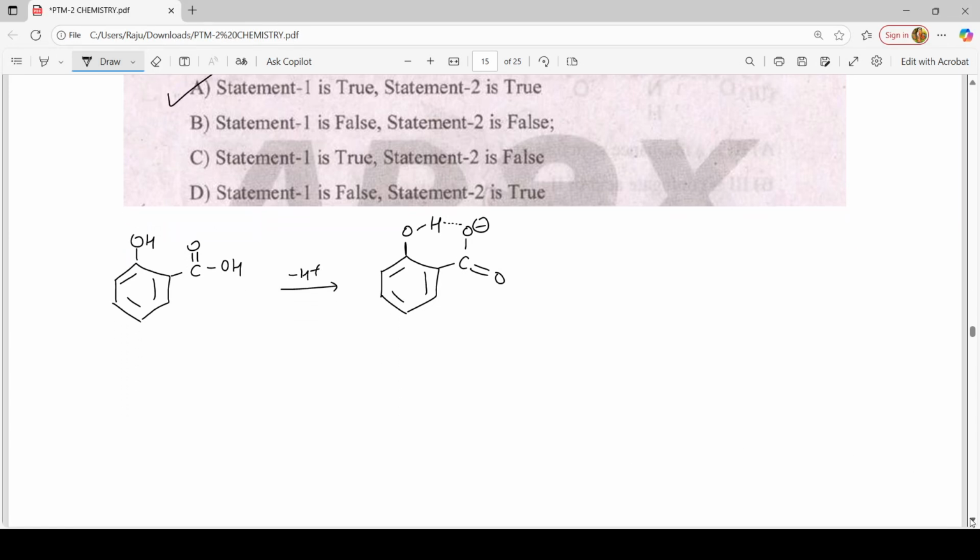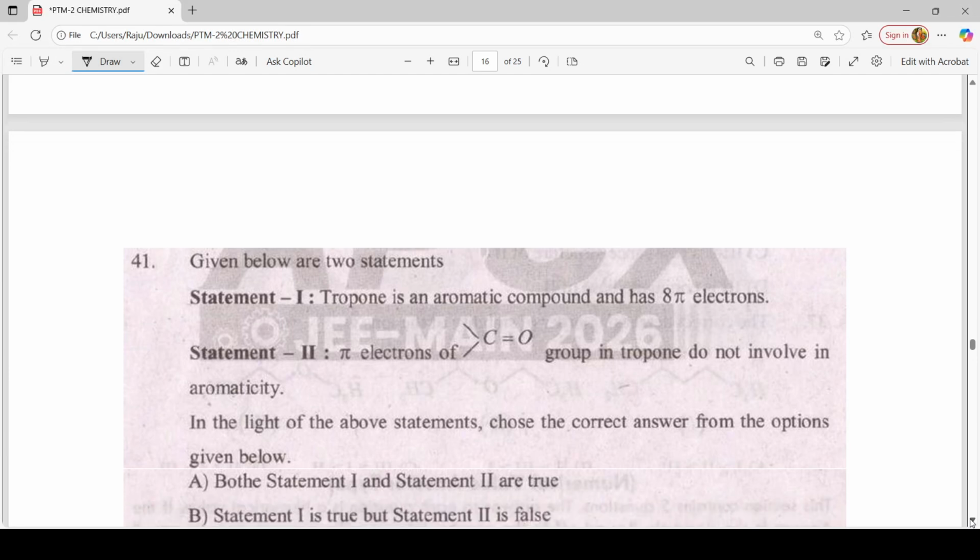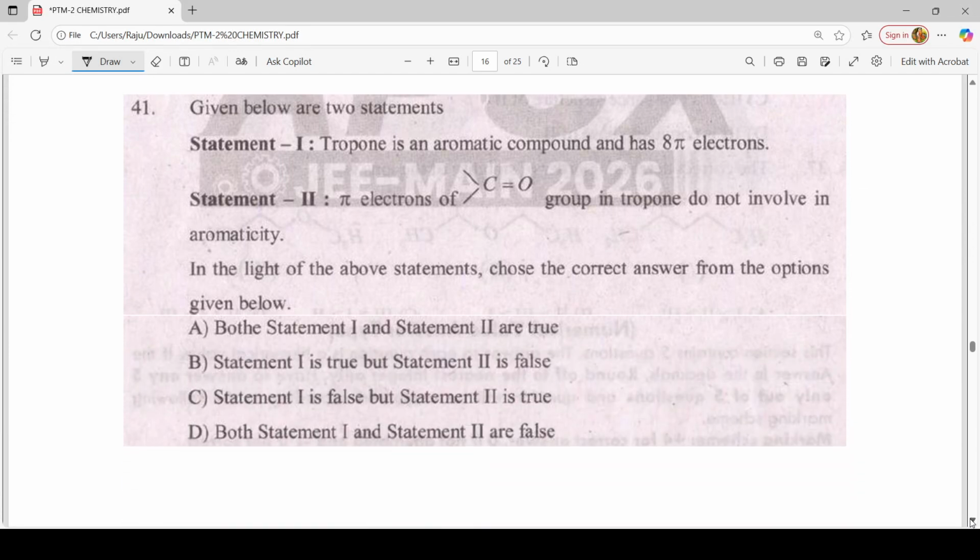Next comes question 41. Tropone is an aromatic compound and has 8 pi electrons. Students, tropone, we recently discussed in the class also. Actually, this is the tropone.